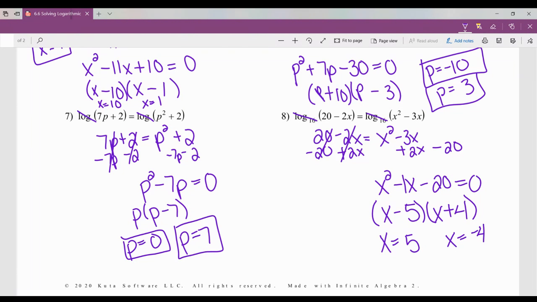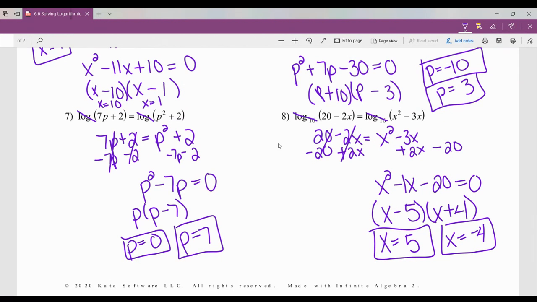Let's see if they both work. Plugging in positive 5: 20 minus 2 times 5 is 10. That works. Plugging in negative 4: 20 minus 2 times negative 4, that's negative 8. 20 minus a negative 8 becomes plus, positive. That works. So we've got those two answers for that one.